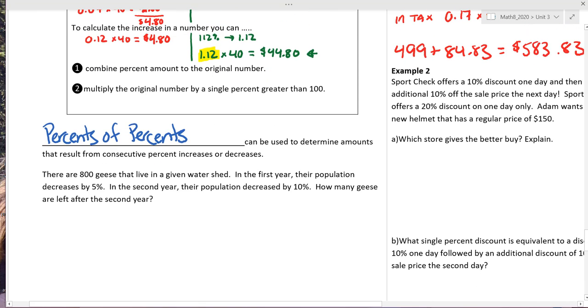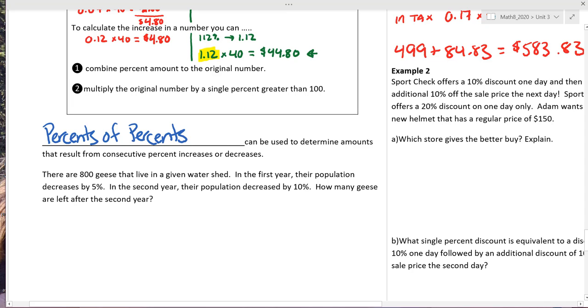Okay. We say there are 800 geese that live in a given watershed. In the first year, their population decreases by 5%. In the second year, the population decreases by 10%. How many of these geese are left after the second year?